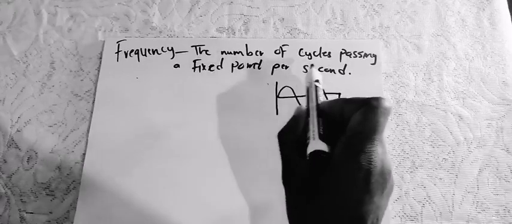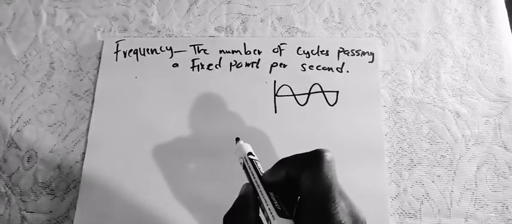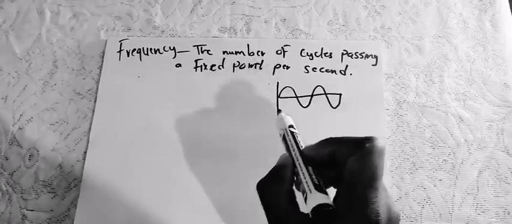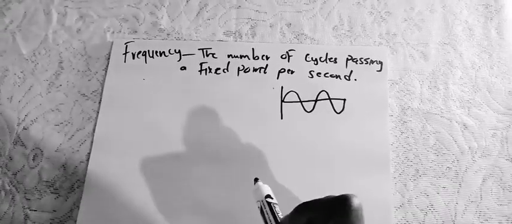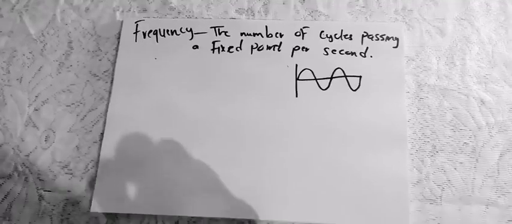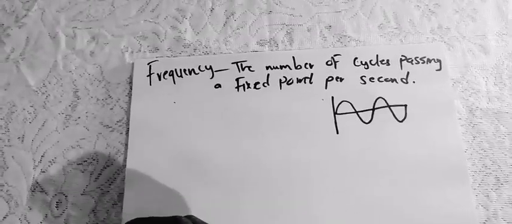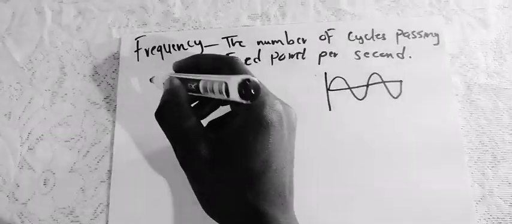Okay, I want to explain the number of cycles. Now, I want to explain that part. From here to here, we have one wave. From here to there, we have one wave. In other words, that's the frequency of the wave, the number of cycles passing a fixed point per second.